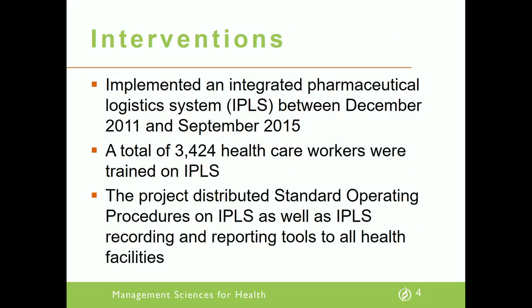To highlight some of the interventions, earlier on, our IPLS, or pharmaceutical logistics system, was not that strong. With the advent of our project and in collaboration with our national partners, specifically the National TB program, we implemented an integrated pharmaceutical logistics system. It's a one-way system of reporting as well as requesting drugs. So we integrated the requesting and reporting into one system in terms of drugs.